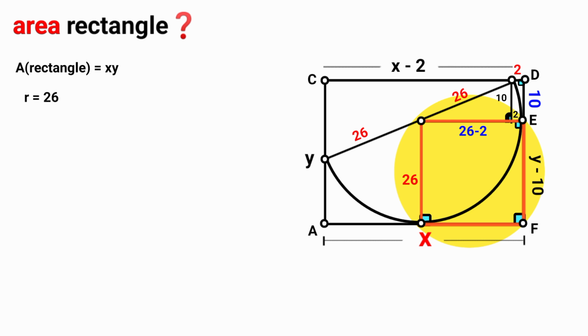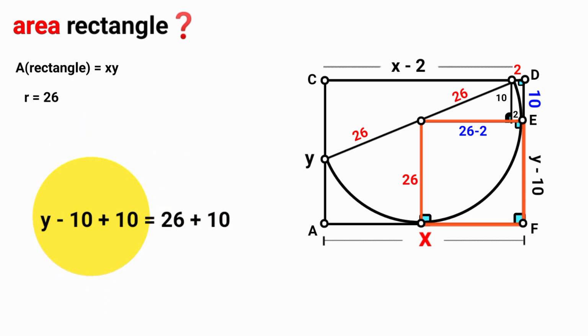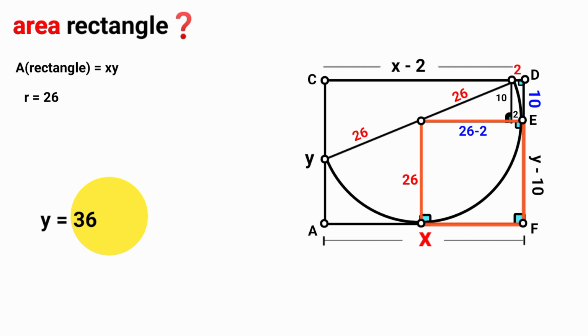Opposite sides of a rectangle are equal. That is, this side and this are equal. So since this is 26 and this is y minus 10, definitely y minus 10 equal to 26. Add 10 to both sides. Here minus 10 plus 10 is 0, while here 26 plus 10 is 36. So y equal to 36 units. Substitute it here. Now area of rectangle equal to x times 36, which is 36x.